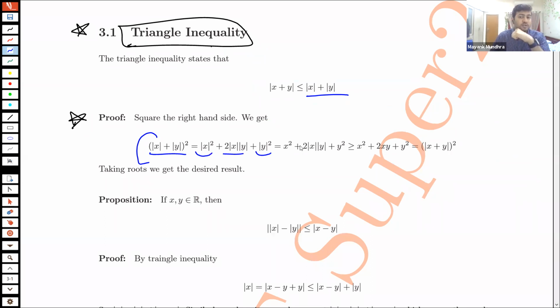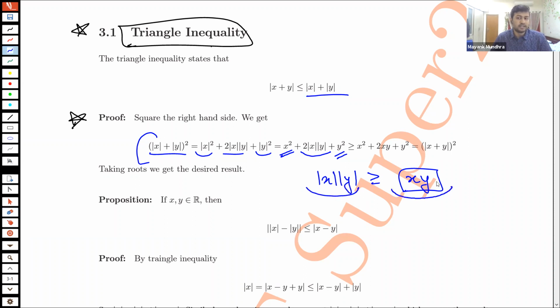So |x|² is nothing but x², |y|² is nothing but y², and this is twice |x||y|. Now, twice |x||y| has to be greater than or equal to twice xy. This comes from the simple fact that |x||y| has to be greater than or equal to xy, because xy can be positive or negative, but this thing will always be positive. Magnitude wise, these two entities are the same, but the sign of this will always be positive, whereas for the right hand side it could be negative.